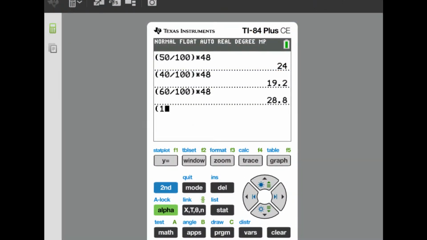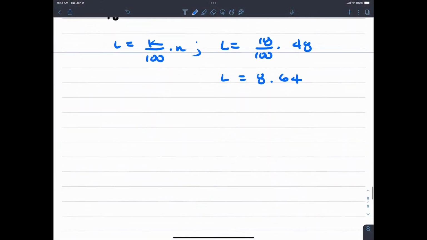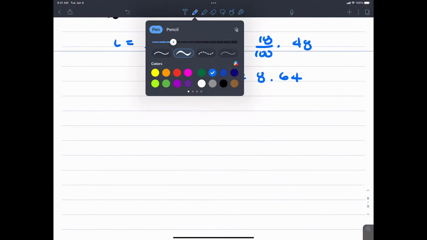Okay. 18 divided by 100. Close that. Times 48. What do you guys end up with? This is 8 point what? 8.64? Is that what you guys see? Okay. So what does this mean?